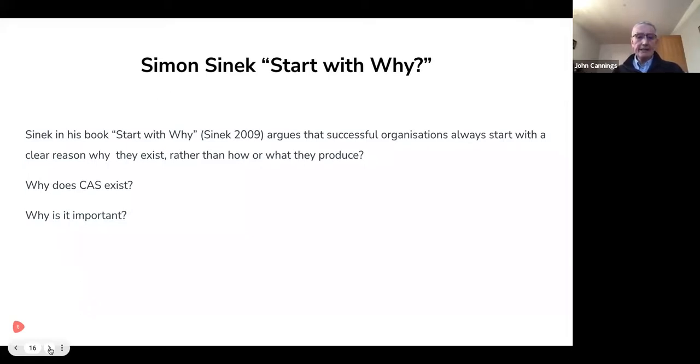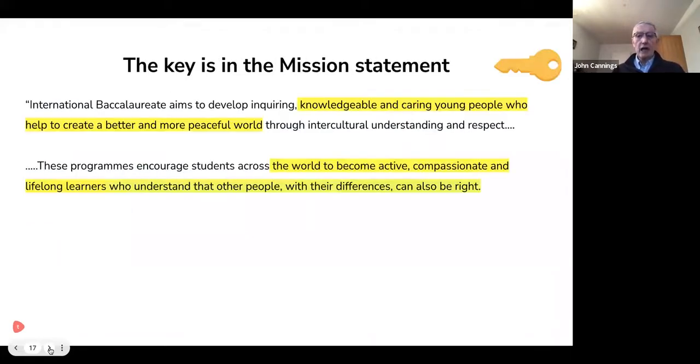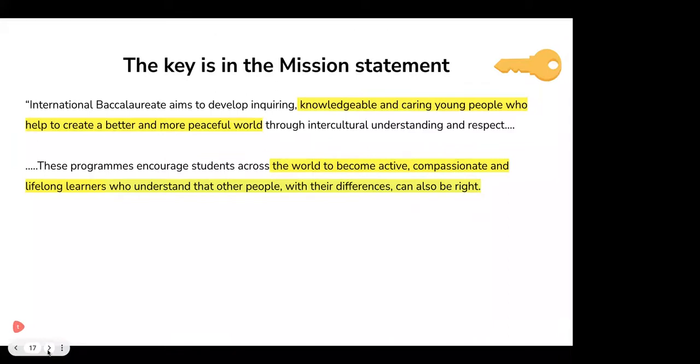And I think the key to this comes from the IB mission statement. And the points we've highlighted there, I think, are really important about CAS. Developing knowledgeable and caring young people who help to create a better and more peaceful world, something which is clearly a need at any time.